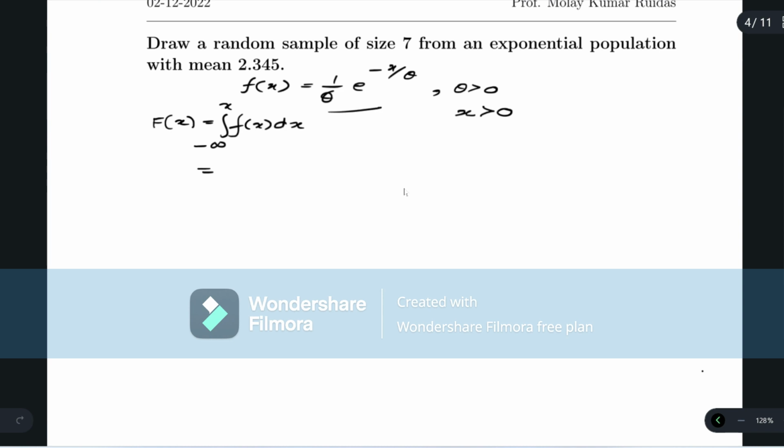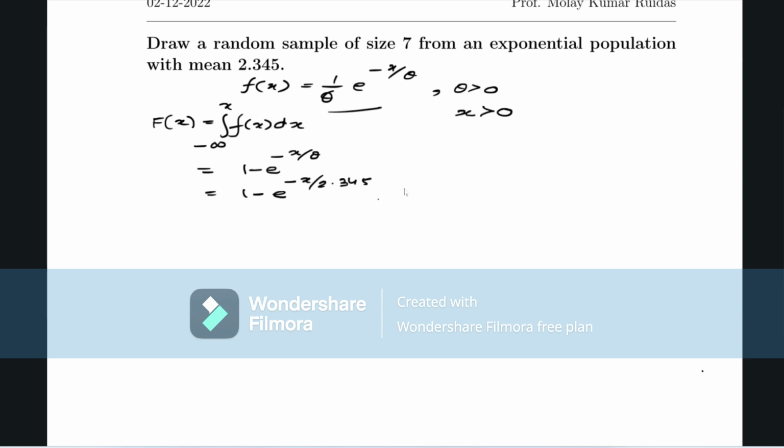So we know the CDF can be computed using the formula integral from minus infinity up to x of f of x dx, and here our f of x is of the following form. So putting the value, I am writing directly the result. Here I get the result is 1 minus e to the minus x by theta, or putting the value, 1 minus e to the power minus x by 2.345, which is the CDF.